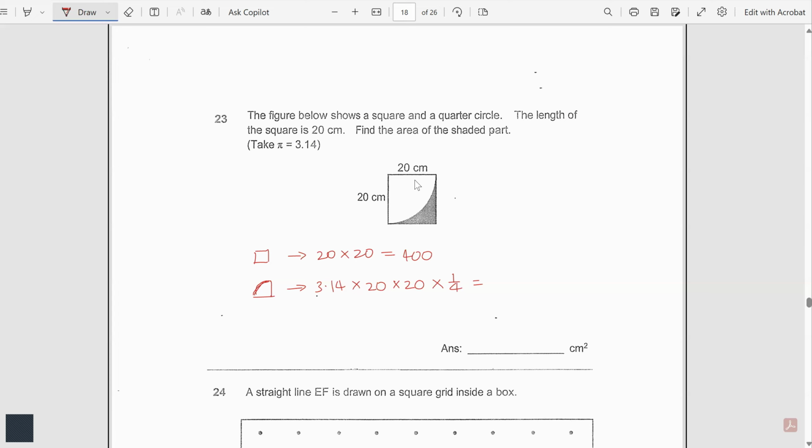So I'll simplify here, 20 and 4, both divided by 4. 20 times 5 is 100. 100 times 3.14 is 314. Then to find the shaded part, I'll take the square minus the quadrant, and I'll end up with 86 square cm.